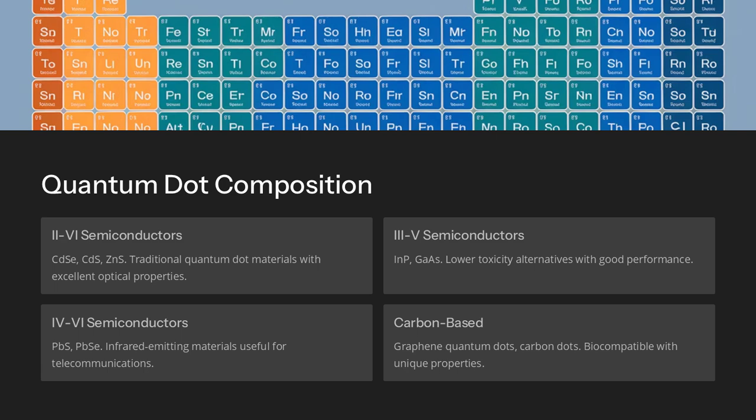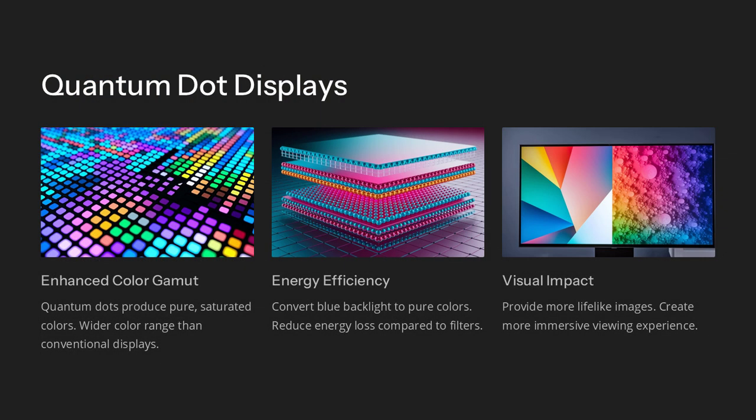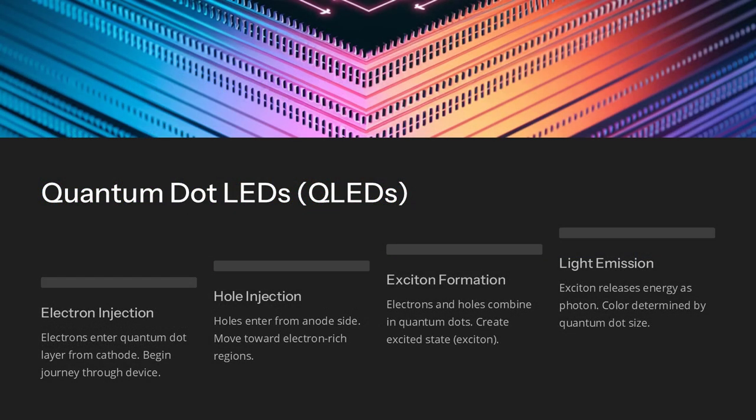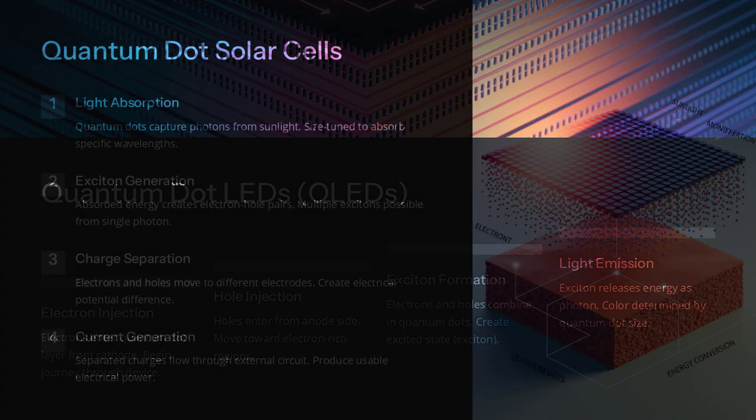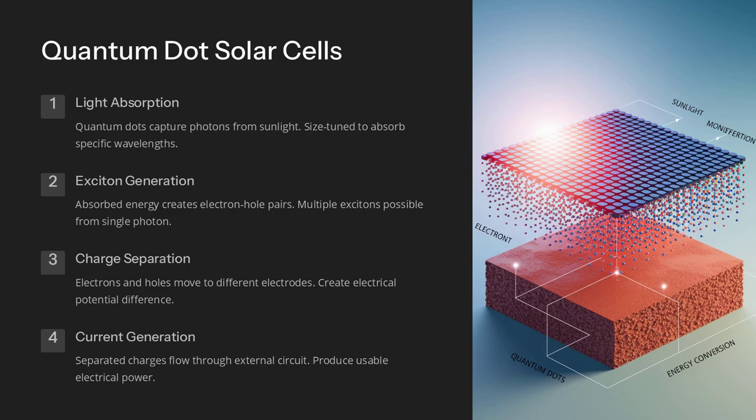What happens when you alter the size of these nanoparticles? Their optical properties change in predictable ways, offering a powerful tool for designing materials with specific functions. Applications of the quantum confinement effect extend to sensors and catalysts as well.